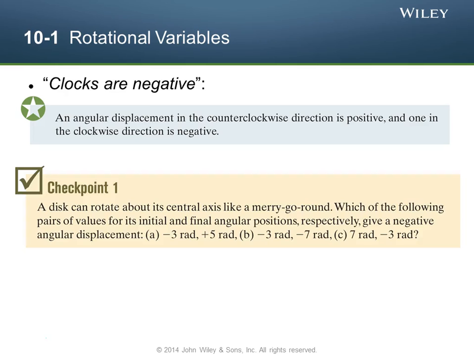So let's take a look at a disk that can rotate about its central axis, like a merry-go-round, and we want to know which of the following pairs of values, from its initial to final angular positions respectively, give a negative angular displacement.